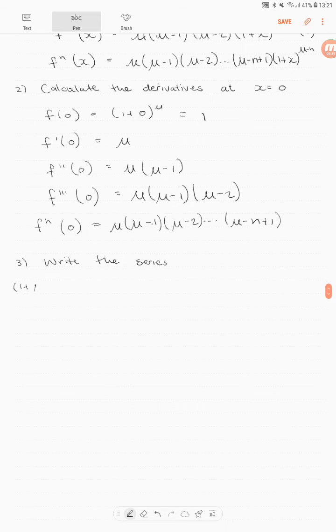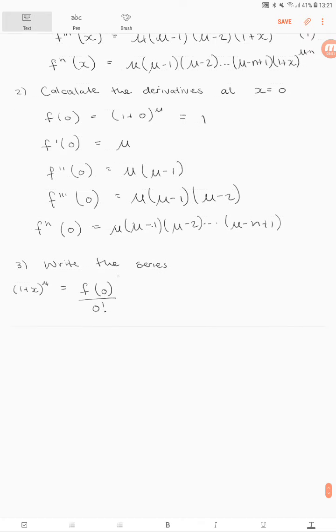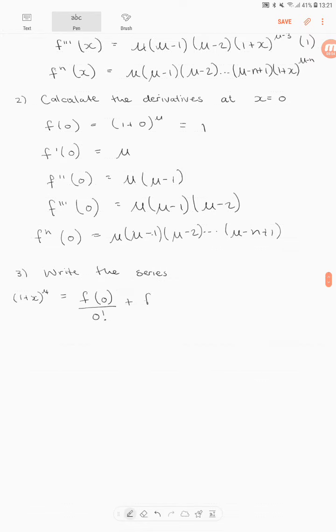So we have our function (1 plus x) to the power of mu is equal to f at 0 divided by 0 factorial, plus f prime at 0 over 1 factorial times x, plus f double prime at 0 over 2 factorial x squared, up to f n at 0 over n factorial times x^n.